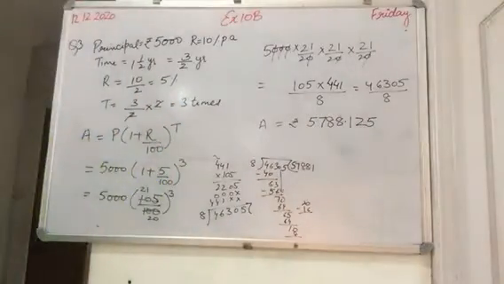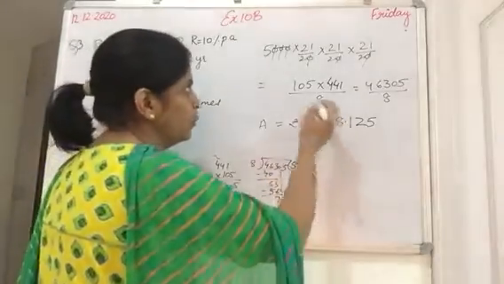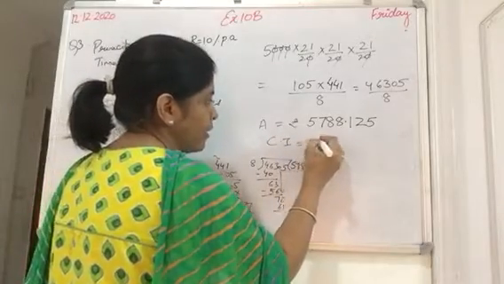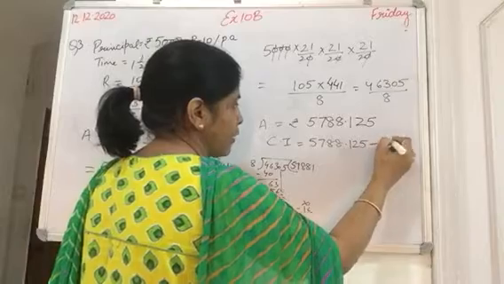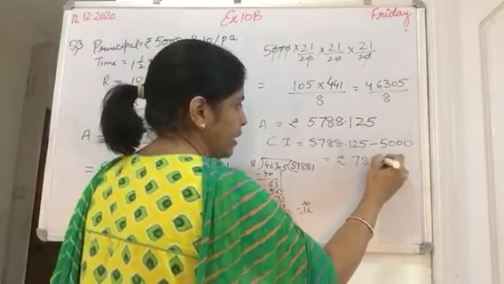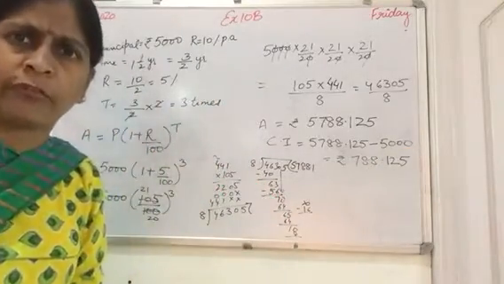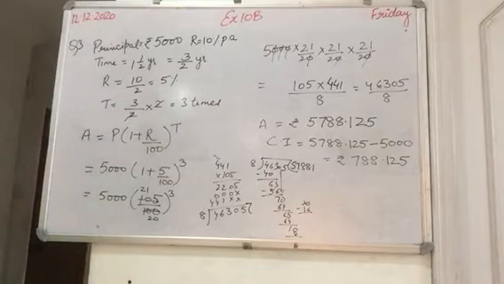Now if the question says find the compound interest, we have the amount and we have the principal. So CI equals 5788.125 minus 5,000. So rupees 788.125 is the answer. Clear? Now let me rub this and do the next question.